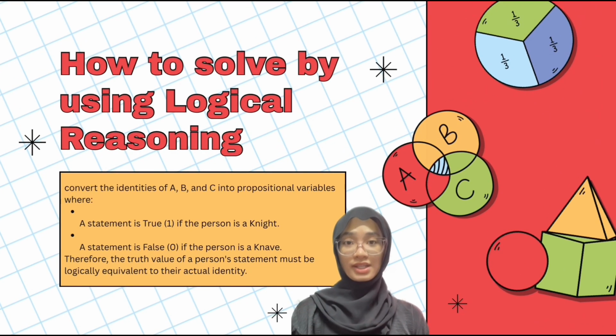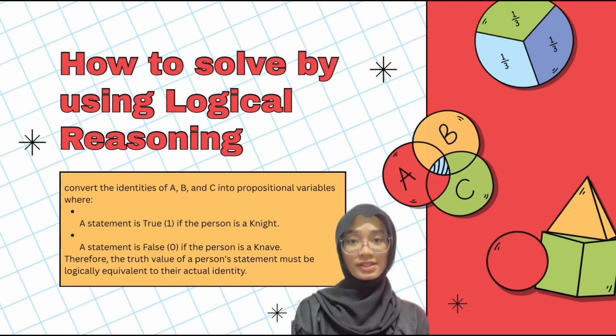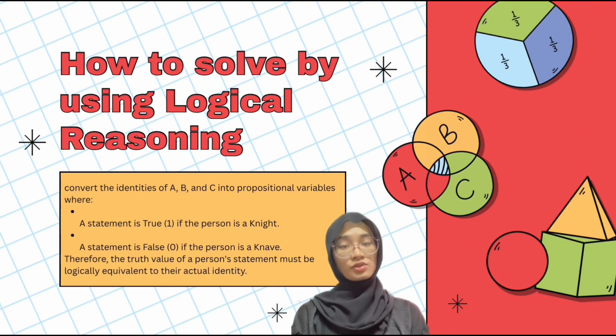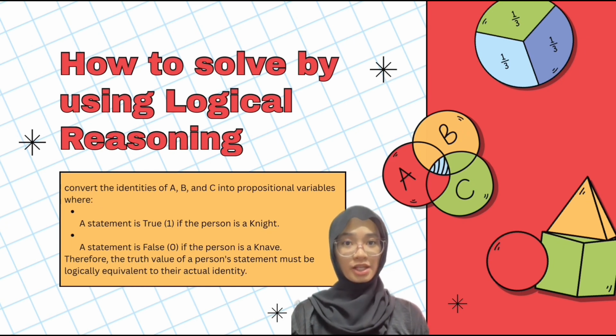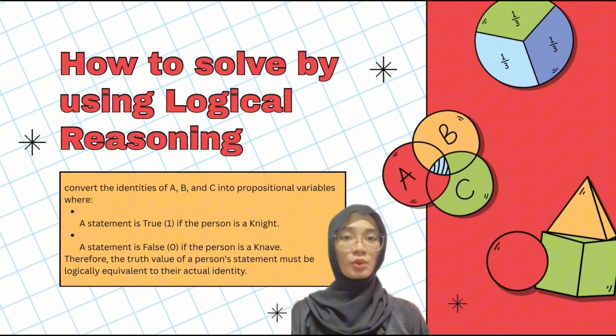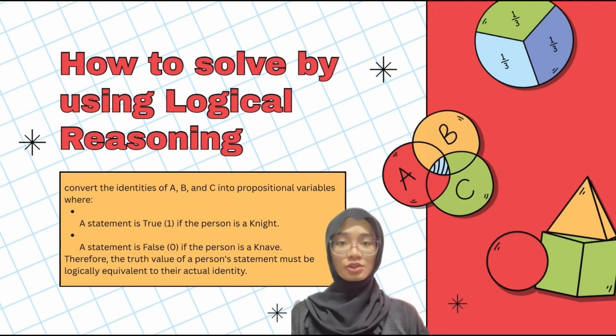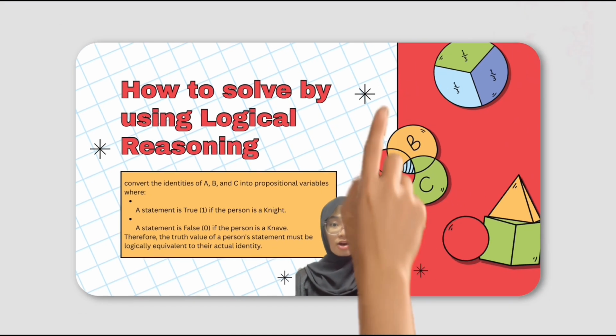So how do we solve this puzzle by using logical reasoning? To make the problem easier to solve, we convert each person's identity into logical variables. If a person is a knight, we represent it with the value 1, which means true. If a person is a knave, we represent it with the value 0, which means false. Since knights always tell the truth and knaves always lie, the truth value of each statement must match the person's identity. This allows us to use logical reasoning instead of guessing.